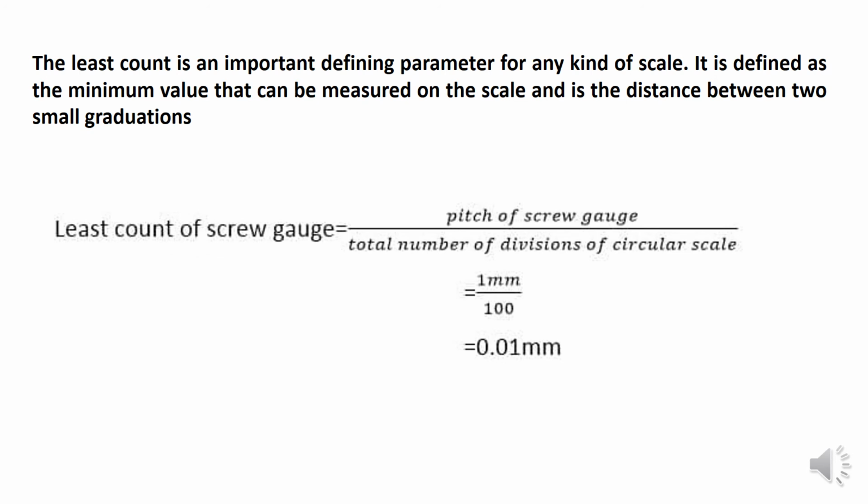The formula for least count of screw gauge is pitch of the screw gauge divided by total number of divisions on the circular scale. We know that the total number of divisions on the circular scale is 100 and the pitch of the screw gauge is 1 mm. So the least count of the screw gauge will be 0.01 mm. In this way we can calculate the least count of the micrometer.